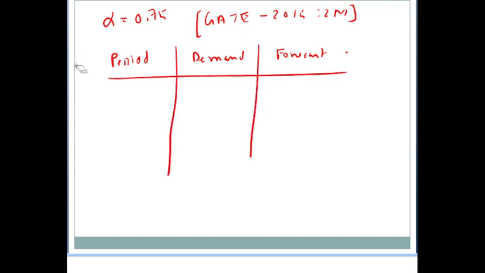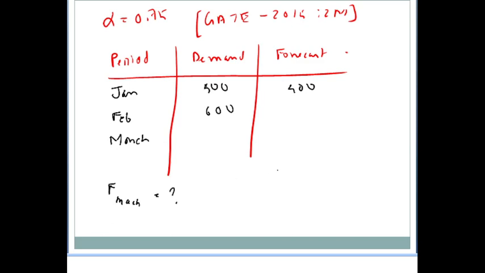For the month of January, the demand is given to be 500 and the forecast is given to be 400. For February, the actual demand is given to be 600, the forecast is not given, and we are asked to find the forecast for March, F March. We know that F(t+1) = F(t) + alpha times (D(t) - F(t)).